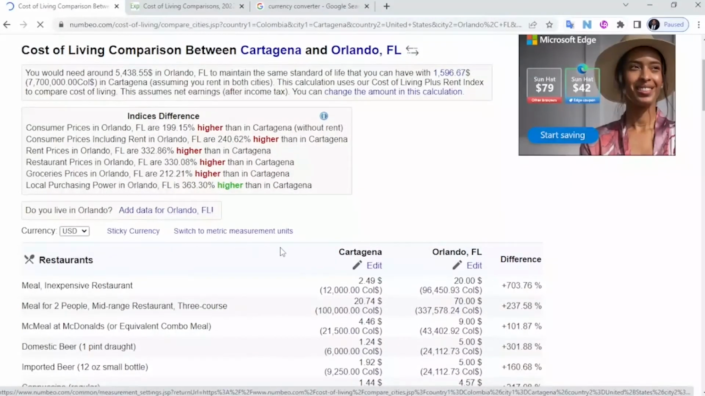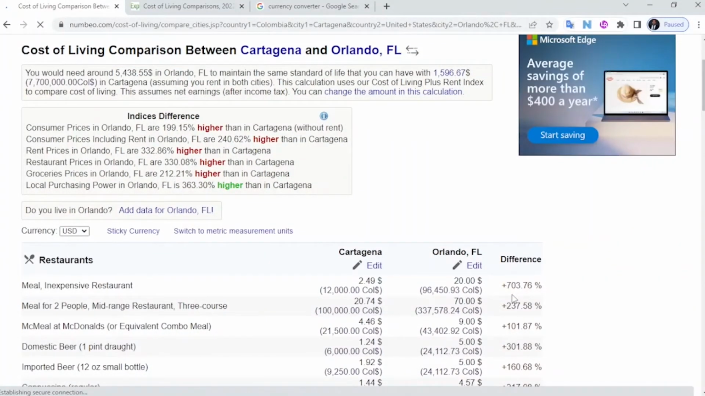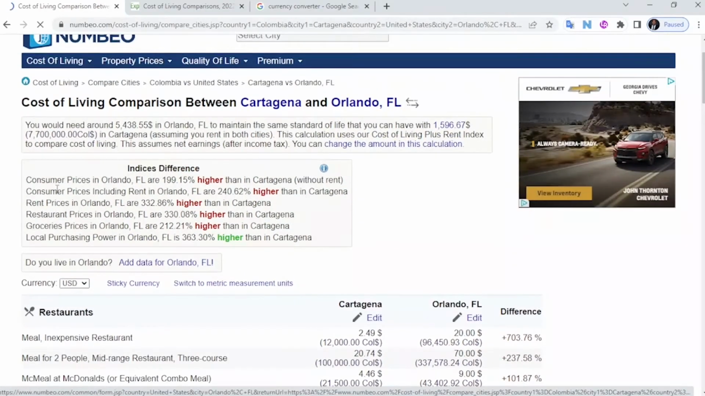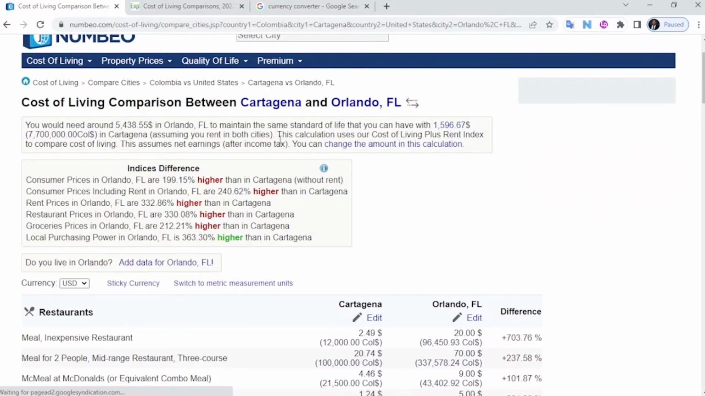of the different costs in comparison. Here it is. Wow, that's a huge difference here. Okay. So it breaks it down. Consumer prices in Orlando. It gives a lot of references right here. It says you need around $5,438 to live in Orlando. To maintain the same standard of life in Cartagena, you'd only need almost $1,600. So that's just a rough overview.